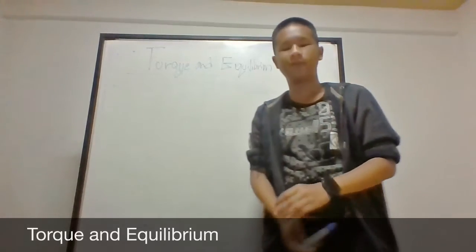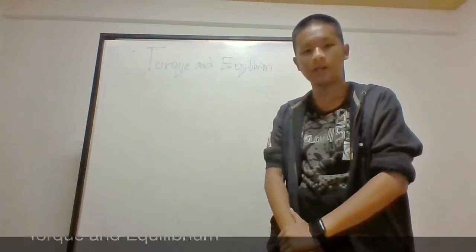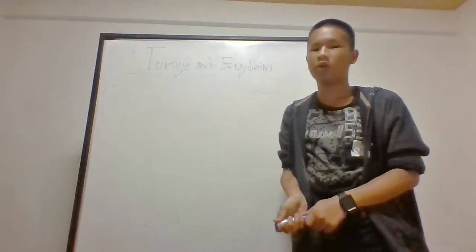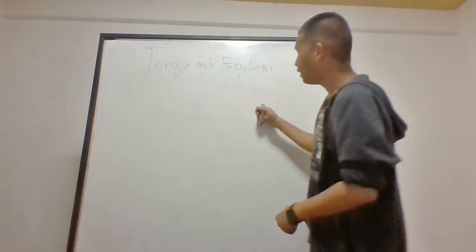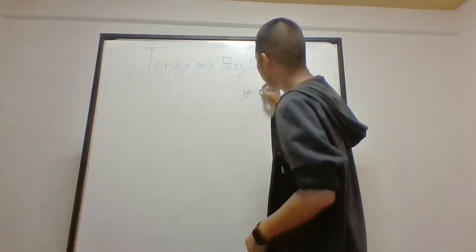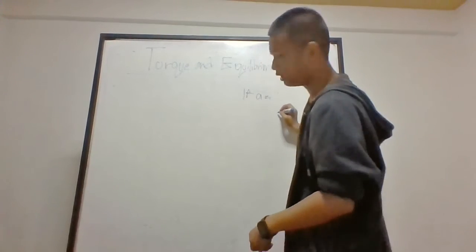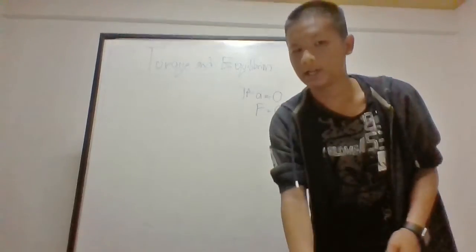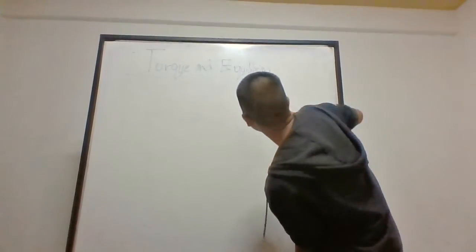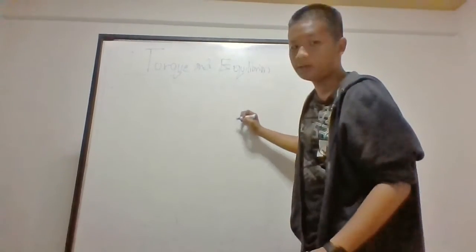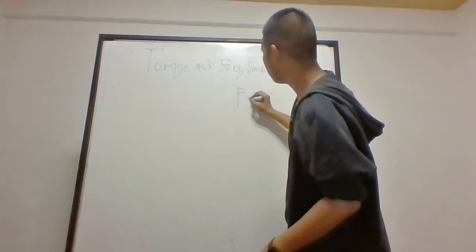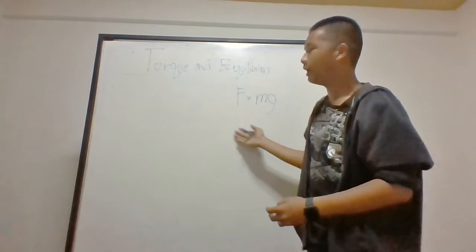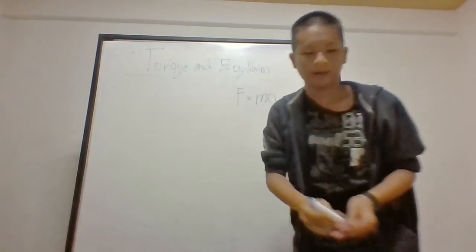Okay, my name is First. I am responsible for doing the topic torque and equilibrium in this group. So in the nomenclature of equilibrium, if acceleration is equal to 0, the net force is equal to 0. But in the case of torque, you can put something like F equal to mass times gravity.